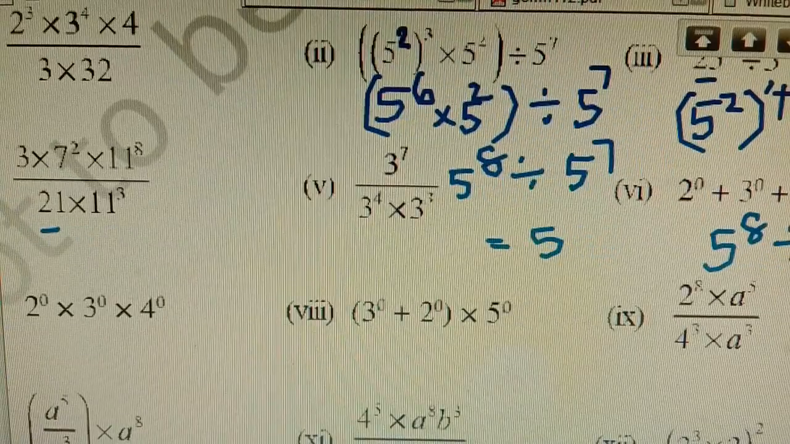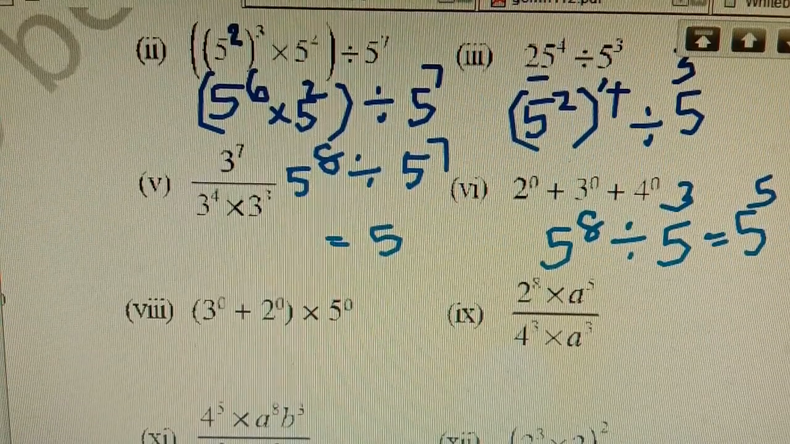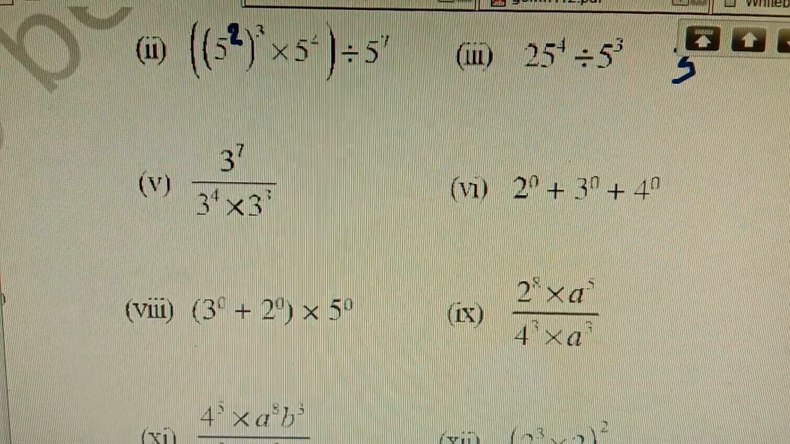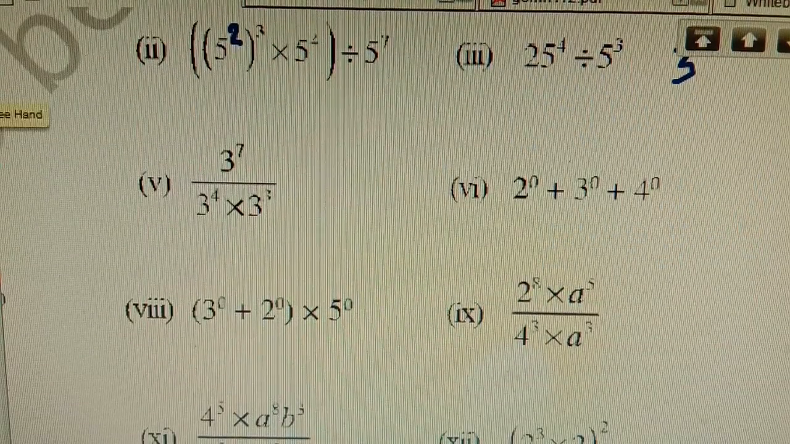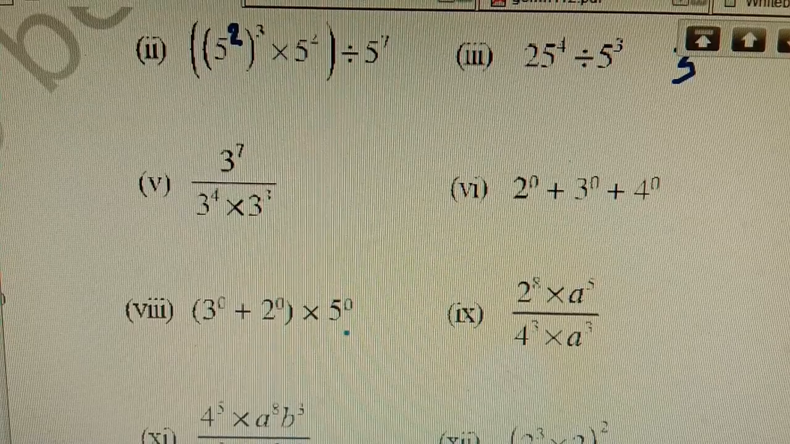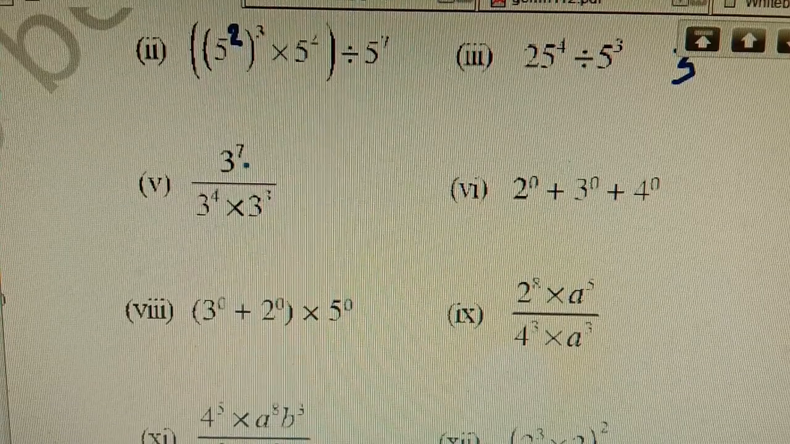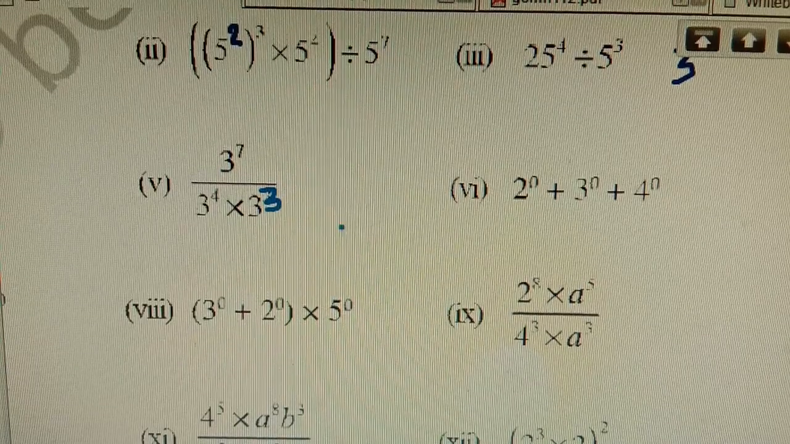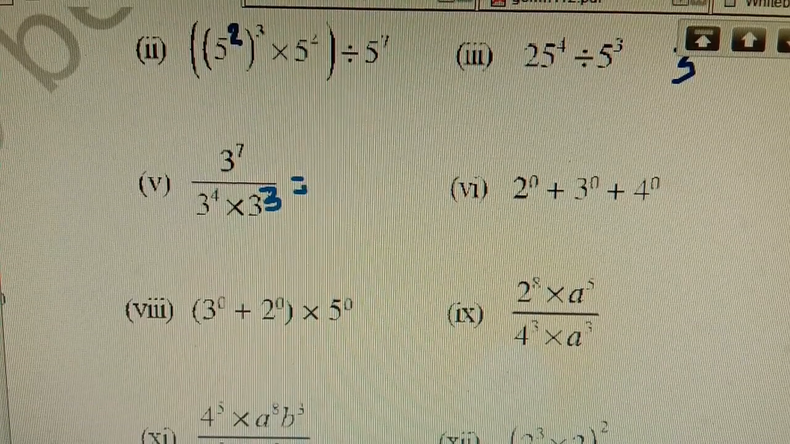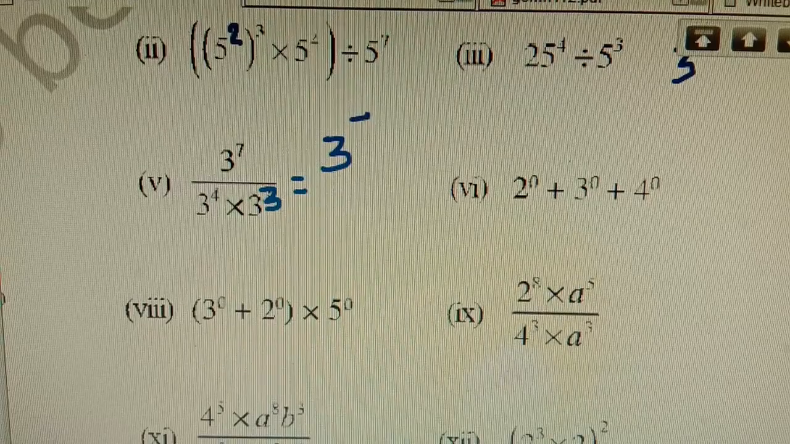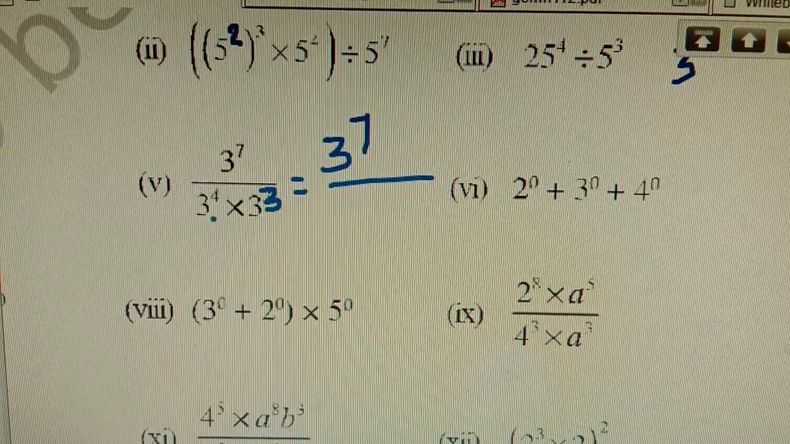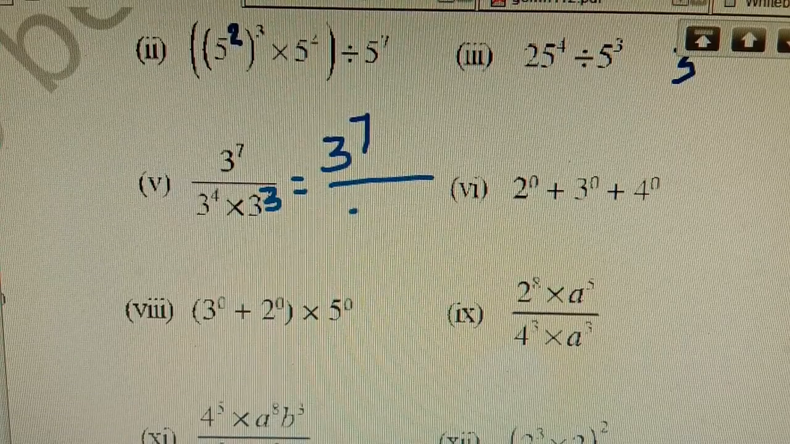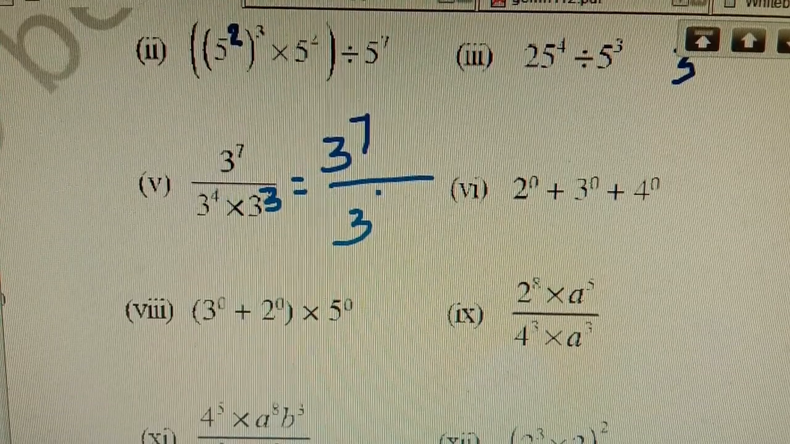Now next one. Here the bases are the same, because here it is 3 to the power 7 divided by 3 to the power 4 into 3 to the power 3. Then first we can simplify the denominator. Numerator is 3 to the power 7. Denominator is 3 to the power 4 into 3 to the power of 3. Multiplication, so we add the powers: 4 plus 3, that is 7.